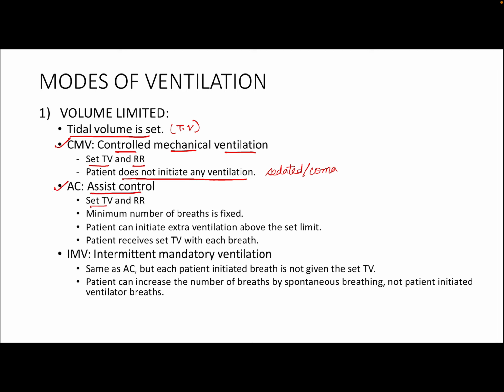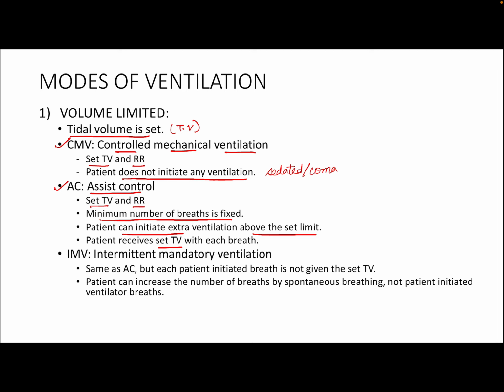Here also we set the tidal volume because it's volume limited, and we set the respiratory rate. So the minimum number of breaths is fixed, which means that the respiratory rate can never go below that number of breaths. However, in assist control, the patient can initiate extra ventilation above the set limit, and each time the patient initiates an extra ventilation, he will get a set tidal volume. So in AC, the patient initiates breaths on his own.